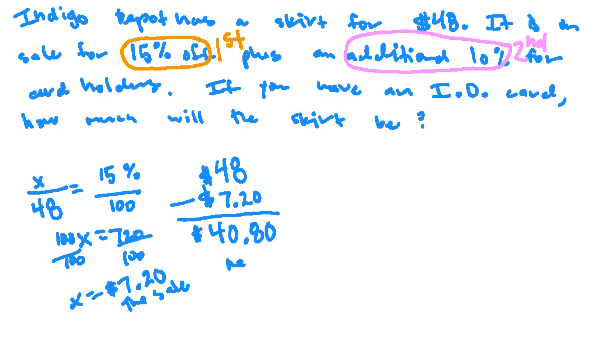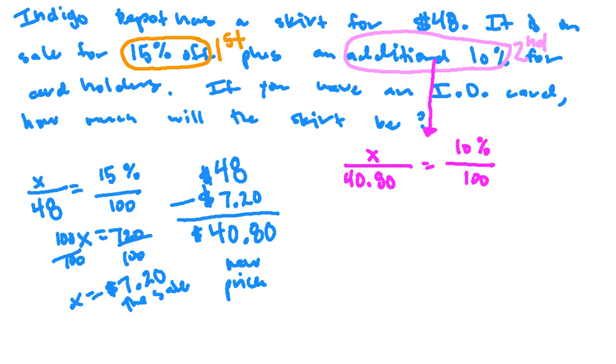Okay, this is the new price. But if you have a card, you get an additional 10% off of that. So let's do the additional. We do the same thing, part over whole. Now your new price is $40.80, and you're going to get an extra 10% off of that skirt. Only card holders. So this is the situation for card holders. Let me go over here in orange. This is the situation for the people that just get the sale. So if you just get the sale, your skirt is going to be $40.80. But if you are a card holder, you're getting an additional discount.